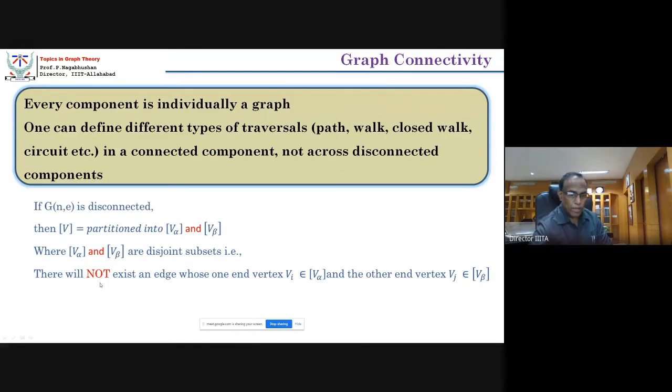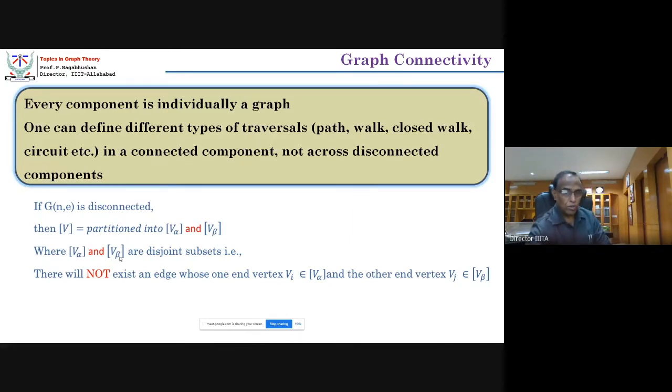So there will not exist an edge which has the two end vertices, one present in V alpha, another present in V beta. So there cannot be an edge so that one end vertex is in V alpha, another end vertex is in V beta. That is the definition of a disconnected component.